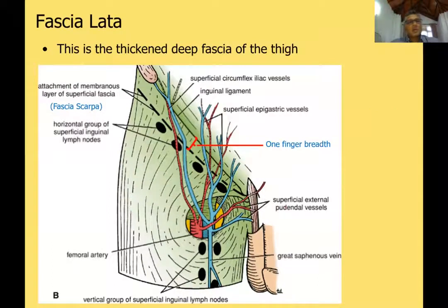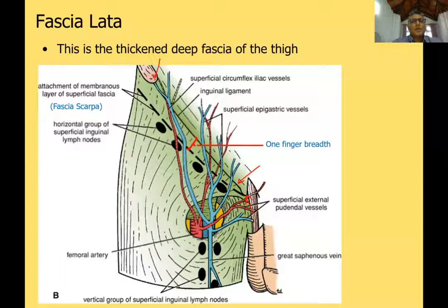Then a few things about fascia lata. It's the deep fascia of the thigh. It's a fairly thick fascia. Its arrangement is like a stocking. And one important point before we discuss the attachments of fascia lata: it is attached to the inguinal ligament, the anterior superior iliac spine, and the pubic tubercle, therefore, on either side.